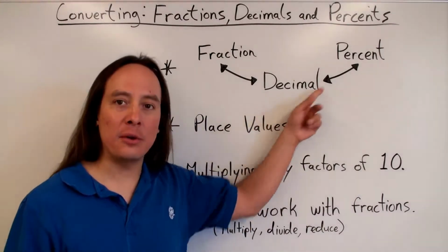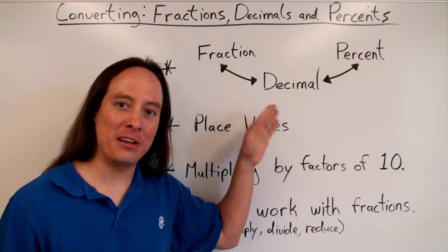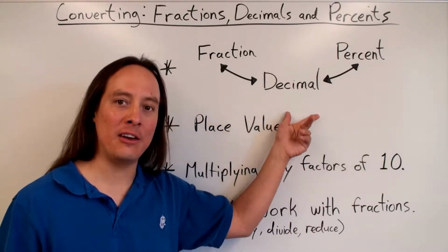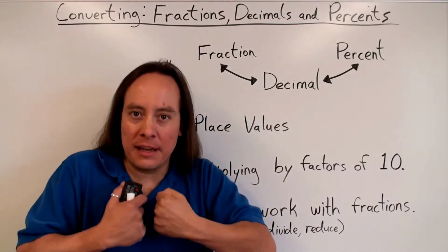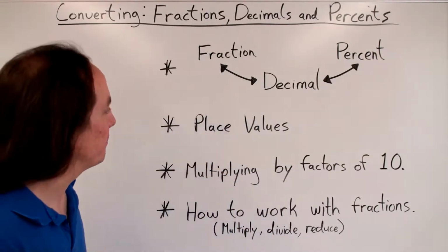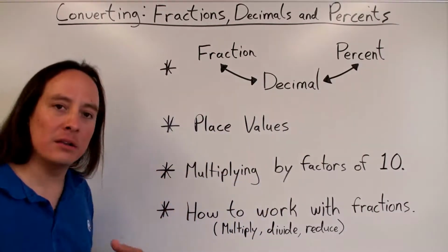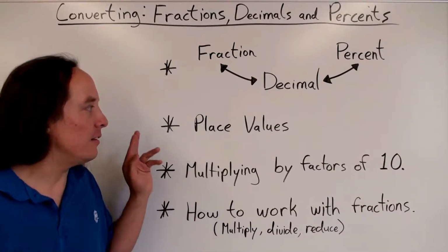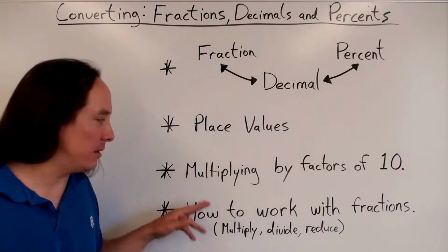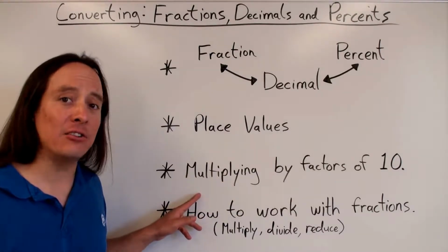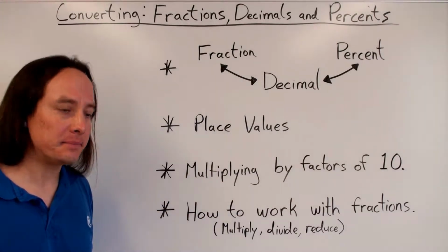Now, a decimal can go either way, straight away. It can go from a decimal straight to a percent, or from the decimal straight to the fraction. So that's what I mean. The decimal is kind of in the middle. It's kind of the glue that holds it all together. A couple of concepts that we're going to look at today, real quick, are place values and multiplying, and I should have written dividing, but multiplying and dividing by factors of 10, okay?